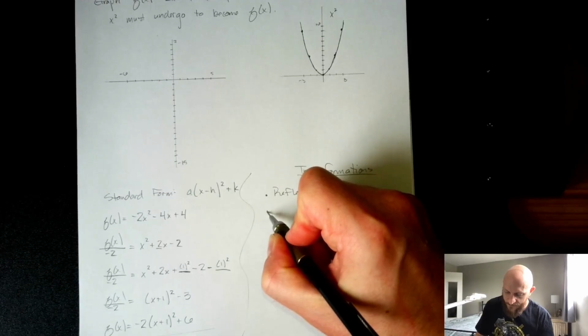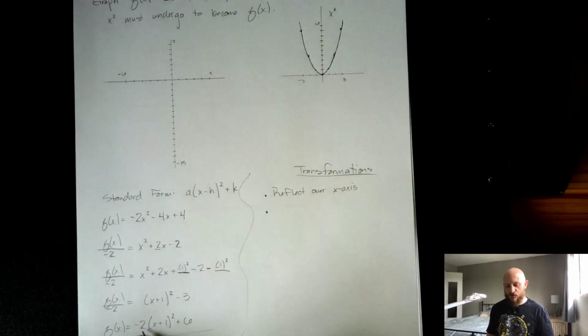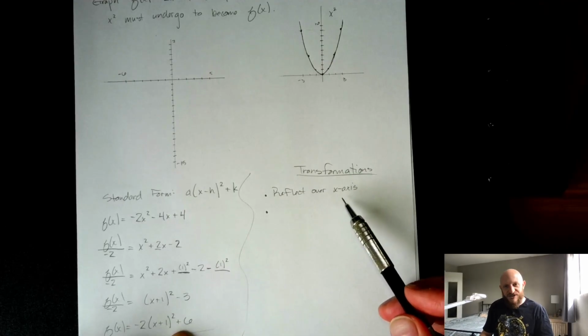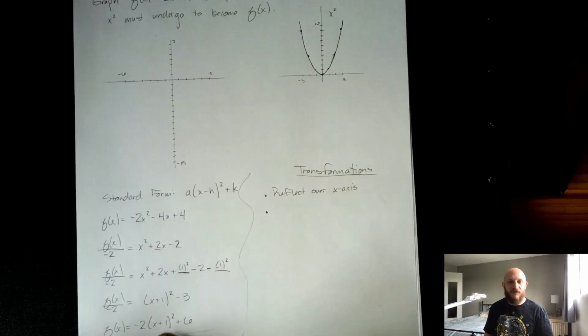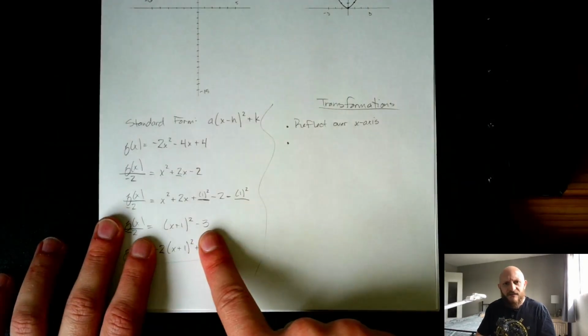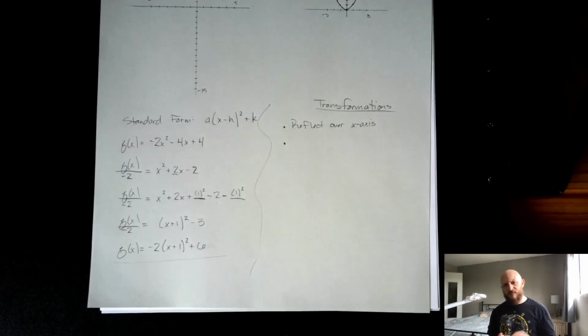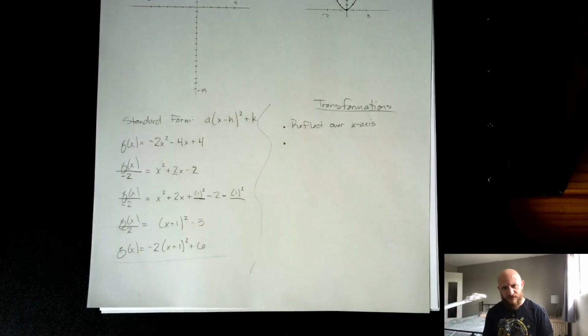Once I've got that, now you can make your choice. You can either talk about what the 2 does, which is going to be a stretch factor. Me personally, after I've done my reflections, if they're there, next I want to start thinking about where the vertex is moving to. So this x plus 1 on the inside, when you have something that's operating directly on x like this, that's a horizontal shift. And you have to be a little bit careful with the horizontal shifts, because it's oftentimes a little bit counterintuitive.